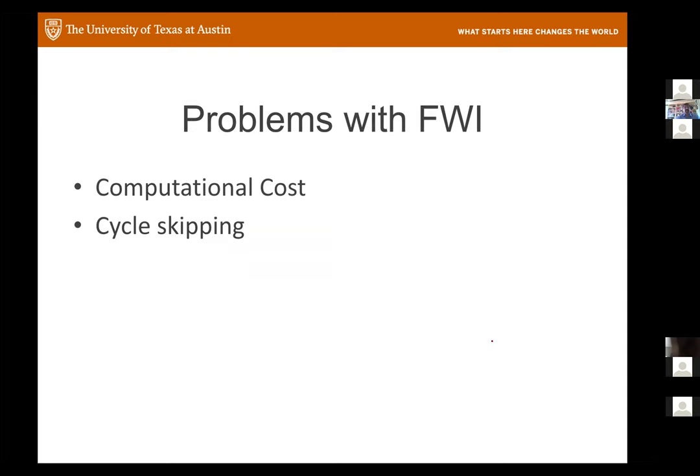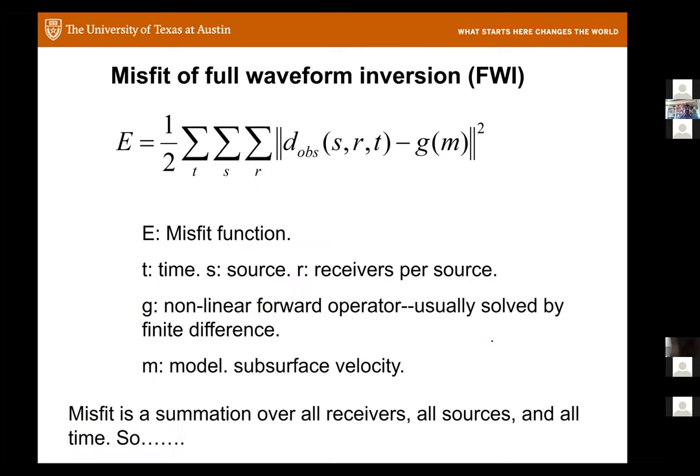So what are the problems with FWI? One is computational cost, and another is called cycle skipping. So what is that? Well, where is the computation? Here we have observed data and synthetic data. We sum over all shots and all receivers, okay? And of course, forward modeling is expensive. This is the misfit function, and G is a nonlinear forward modeling operator for computing this.